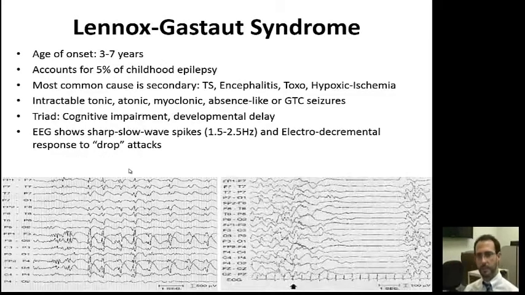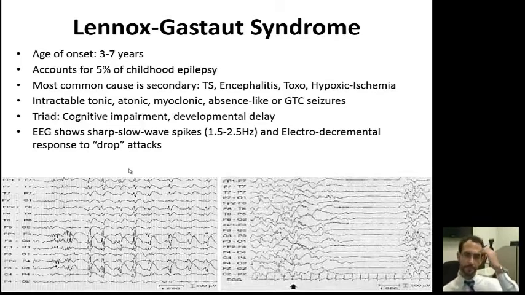The Lennox-Gastaut syndrome is another important disease that we need to talk about. And the age of onset is typically between 3 to 7 years. It accounts for 5% of childhood epilepsy. The most common cause is secondary to either tuberous sclerosis, you can have encephalitis, toxo, hypoxic ischemia. They would experience intractable tonic, atonic, or myoclonic seizures. They do have also absence-like or generalized tonic-clonic seizures.